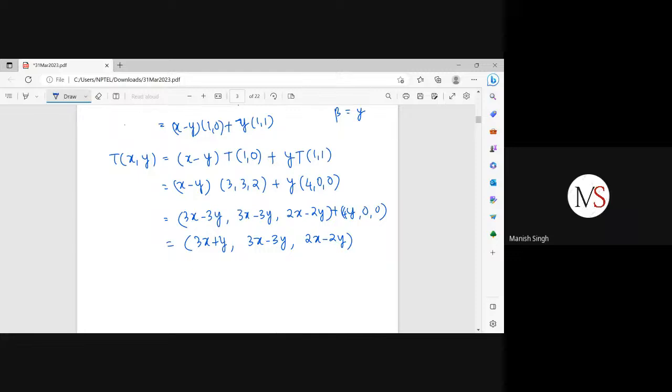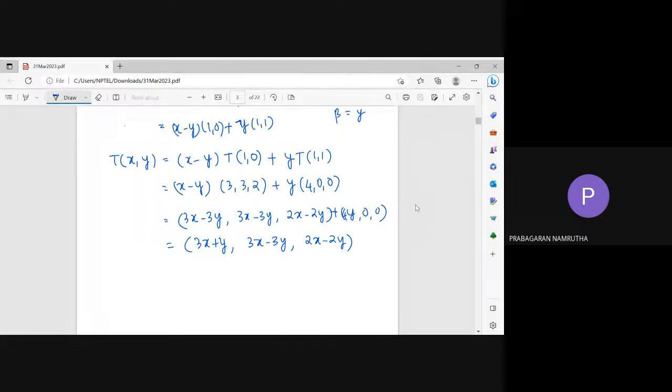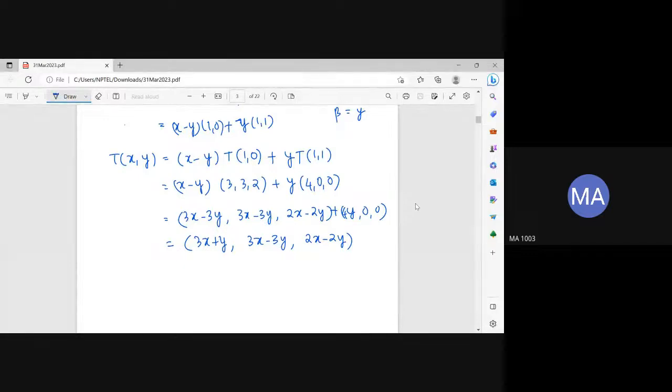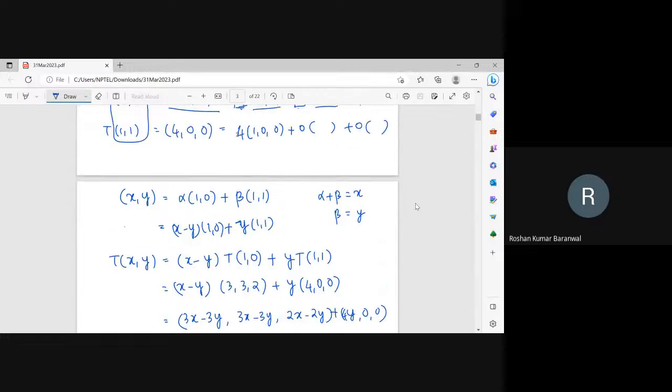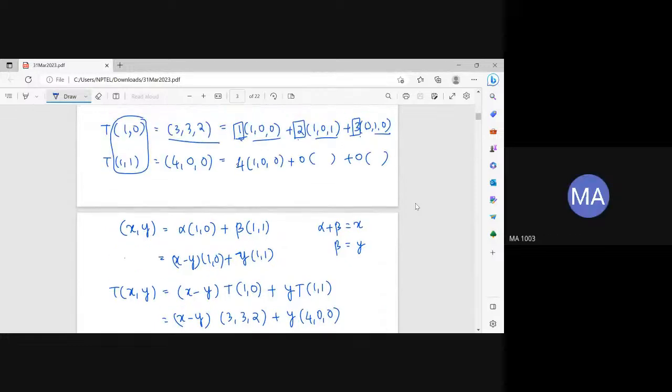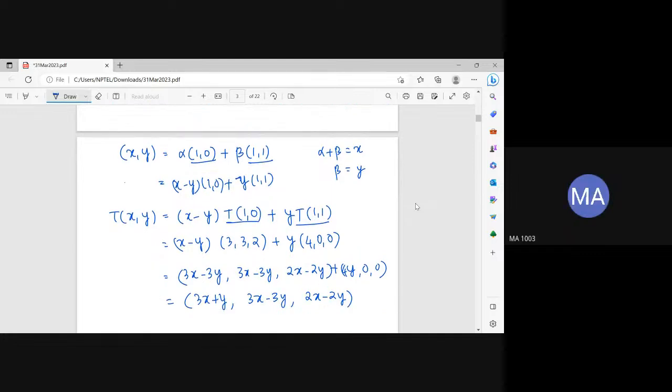Ma'am, how do you find the basis of a linear transformation? So there is no basis for a linear transformation. There is only a basis for a vector space. Ma'am, you have written (x, y) as a linear combination of the basis of the given. Okay. Because that is what we know. We know T of (1, 0) and T of (1, 1). So I have to write (x, y) in terms of these two, because ultimately when I apply T, that's what I want, right? Yes, ma'am. And the values we can get. Okay. Thank you.